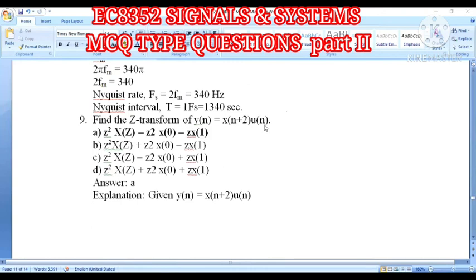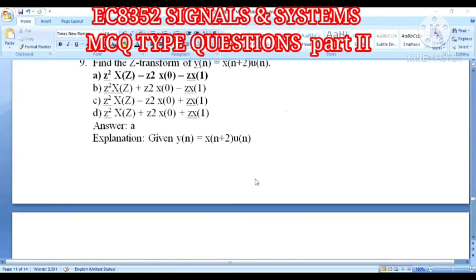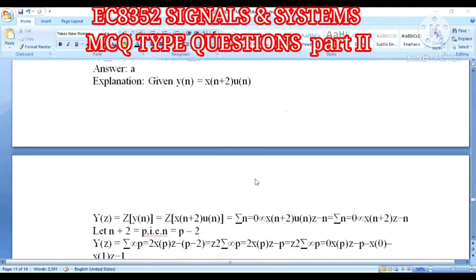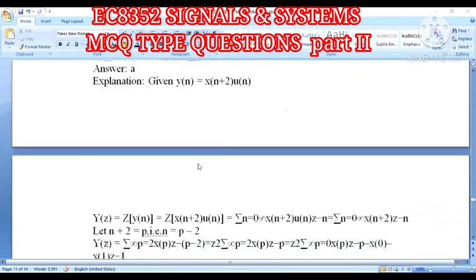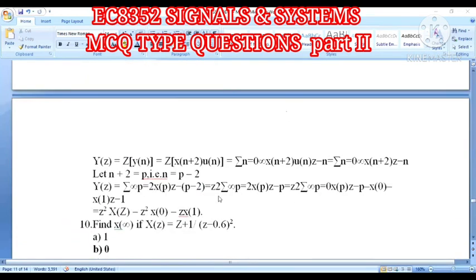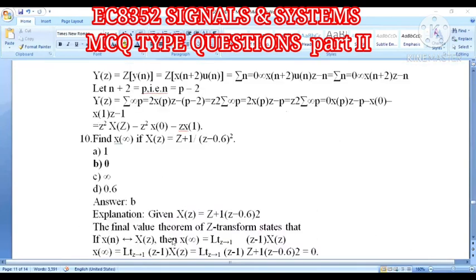Next question, find the z transform of y of n equal to x of n plus 2 into u of n. So let us check the answer. Y of n equal to x of n plus 2 into u of n. According to the definition of z transform, summation x of n z power minus n. Okay, that is the definition. You substitute this condition in your definition of z transform, you can get this answer: z square x of z minus z square x of 0 minus z into x of 1. Okay, you do it here, you can get this answer, right?